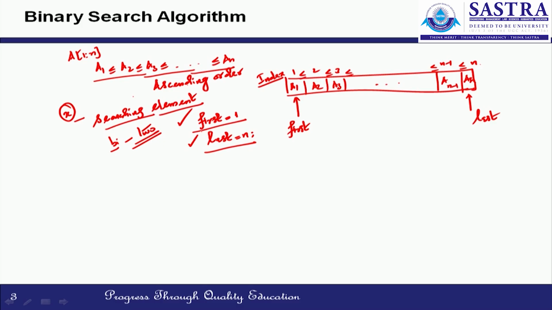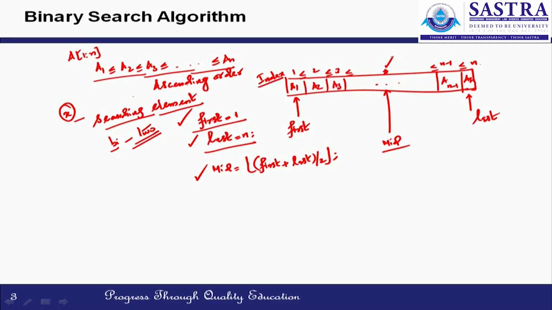Having this initialization, first equal to 1, last equal to n, what we have to do? We have to find the mid location in the array. Mid is equal to the lower bound value of first plus last divided by 2. For example, here this is the mid index. Now the mid index is pointing to this one.